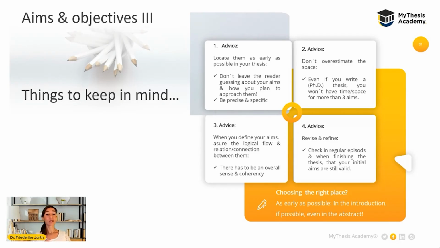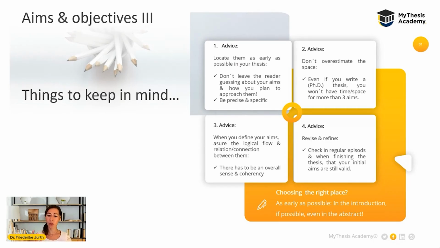Then, when you define your aims, make sure that there is a logical flow and a relation, a connection between them. There has to be an overall sense. They have to be connected, and there has to be a link between them to build and construct a kind of coherency.